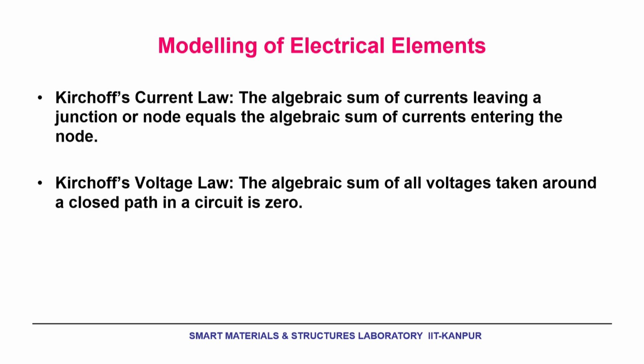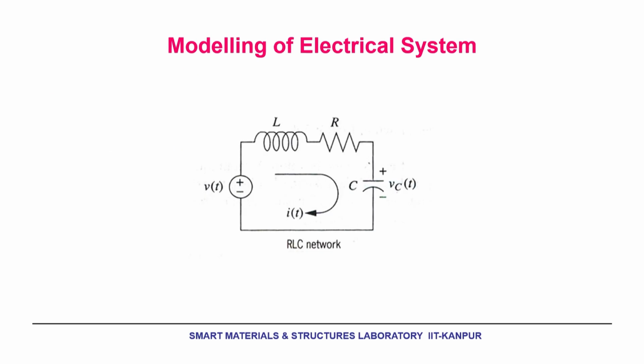Now, whatever I have done for the mechanical system can also be done for the electrical system by following Kirchhoff's current law and Kirchhoff's voltage law. That is, the algebraic sum of currents leaving a junction or node equals the algebraic sum of currents entering the node or the junction, and the voltage law states that the algebraic sum of all voltages taken around a closed path in a circuit is 0.